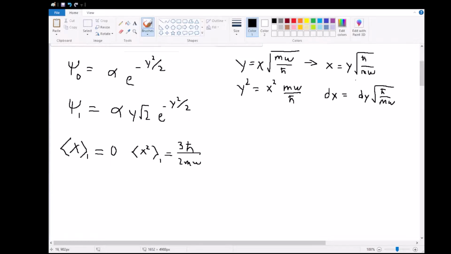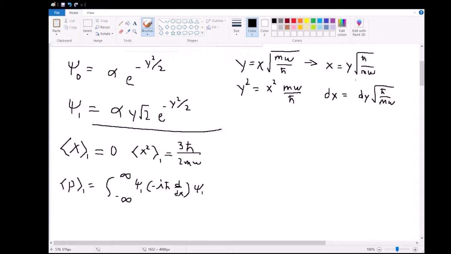Now let's do P again. So the expectation value for P in the first excited state is going to be equal to the integral from negative infinity to infinity of psi 1 times negative i times h bar times d by dx times psi 1. Once again, we're just foregoing the complex conjugate star term because psi 1 is a real function here and it doesn't have any imaginaries for us to turn into negatives. So its complex conjugate is exactly just equal to its real component. We add the dx at the front.